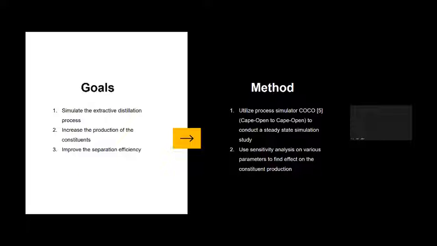Now, what are the methods that we are going to use? There is a process simulator called COCO, which is Cape Open to Cape Open. I'm very sure many of you must have used it. It's a fantastic simulator, and it is used to conduct a steady state simulation study. So this is what we have used over here. And then we are also going to use a sensitivity analysis on various parameters. So we are going to change some of the intrinsic parameters of the system, and find out what effect it has on the constituent production.